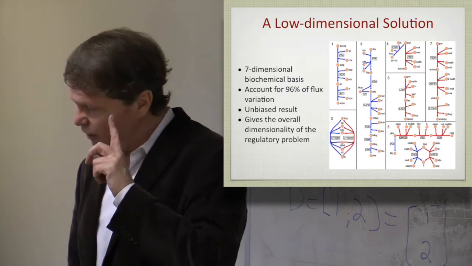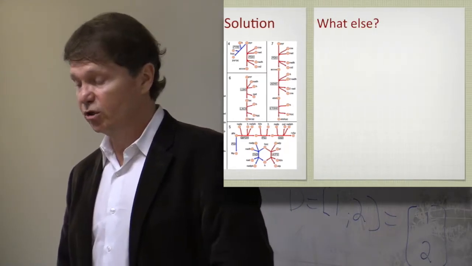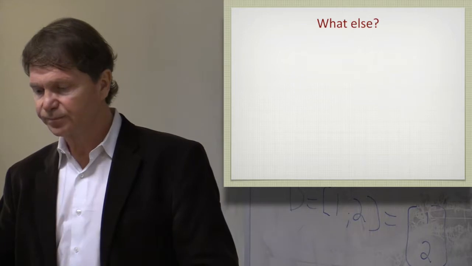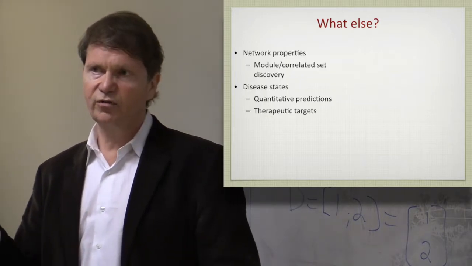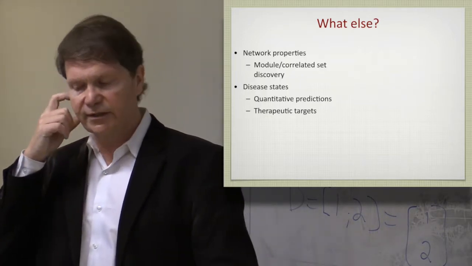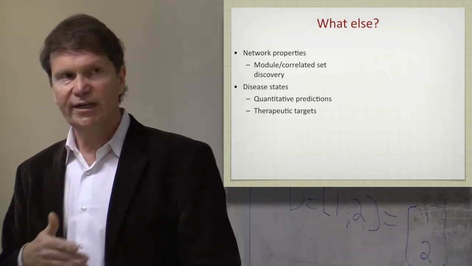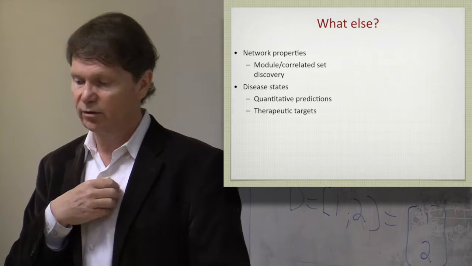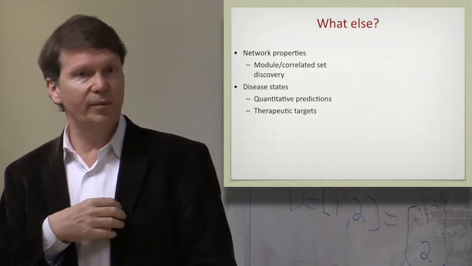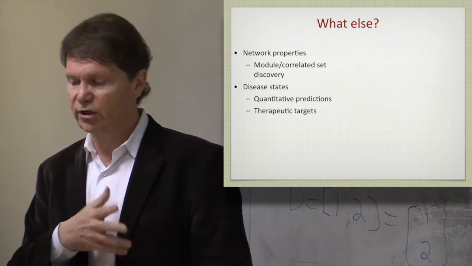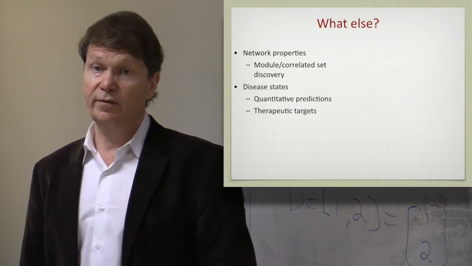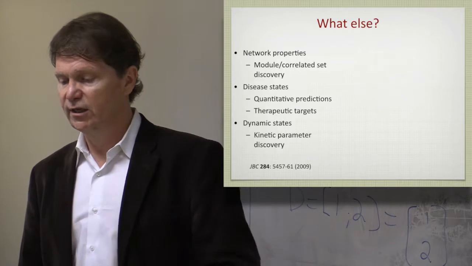All right, so just here at the end, what else can be studied by sampling? There's a lot of other things that can be studied by sampling. You can look at correlation between fluxes like we showed in that red cell example at the beginning. You can get quantitative predictions about disease states as we saw in the mitochondrial case. We've not talked about the prediction of therapeutic targets here, but people have done that. Similar sort of work has been done with dynamic states. We've only talked about steady states in here.